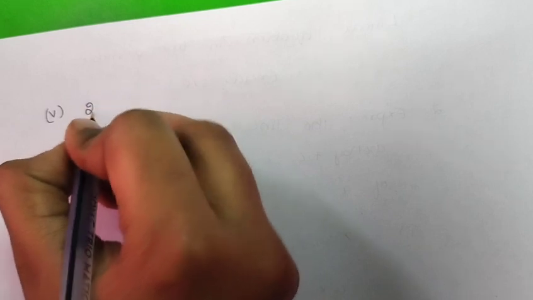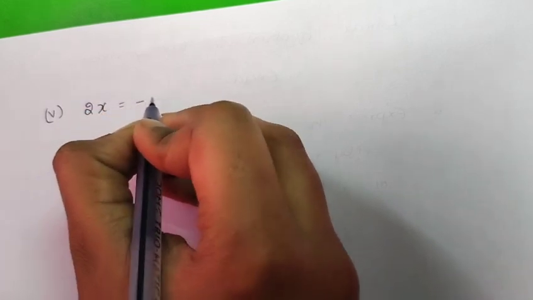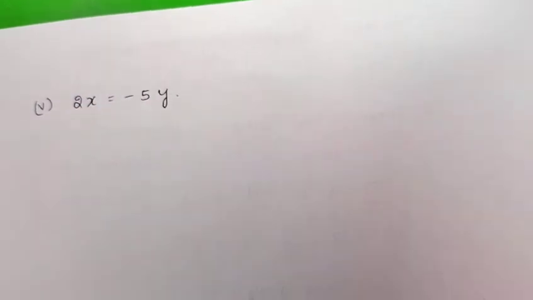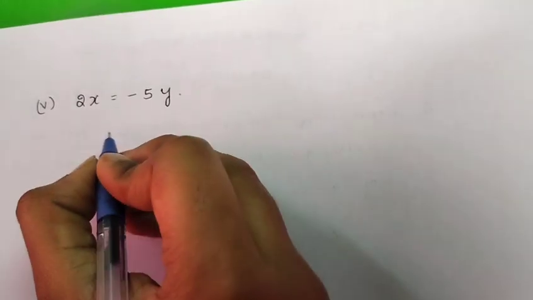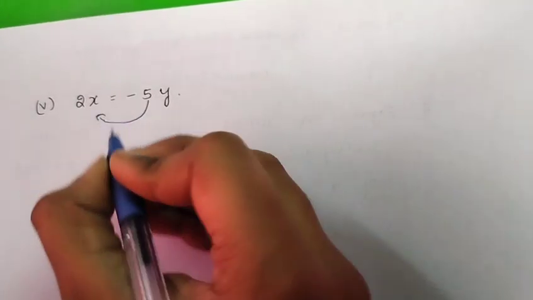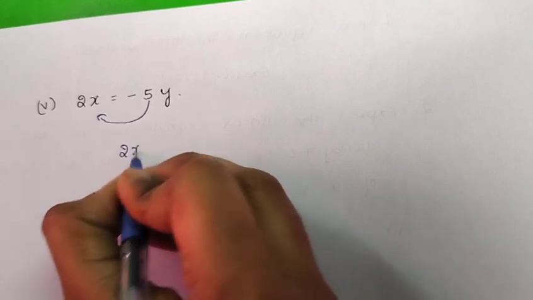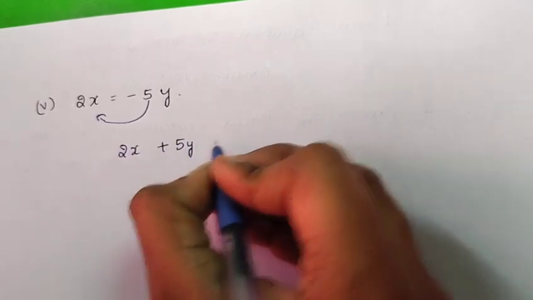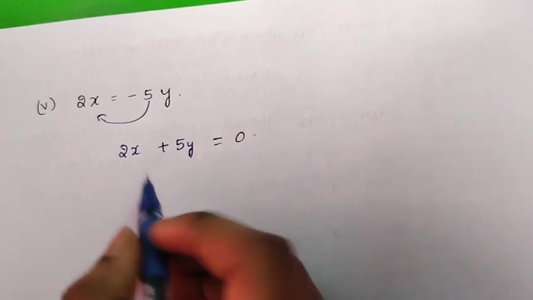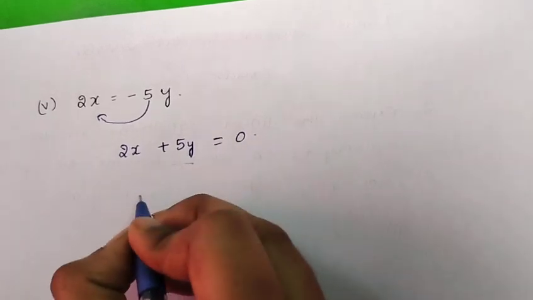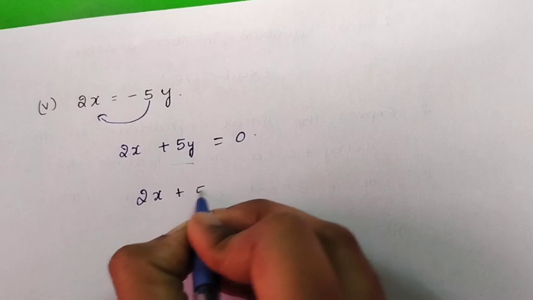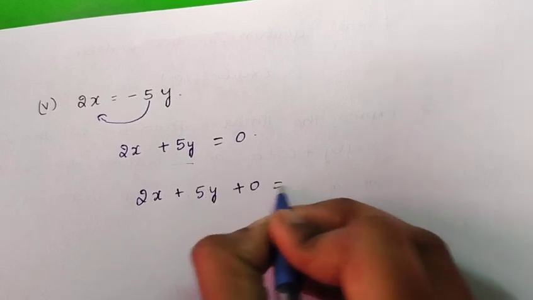So the fifth question is 2x is equal to minus 5y. Similar to the previous question, transpose this minus 5y to the left hand side. It becomes 2x plus 5y is equal to 0. As we already know that we need 3 terms in the left hand side, it becomes 2x plus 5y plus 0 is equal to 0.